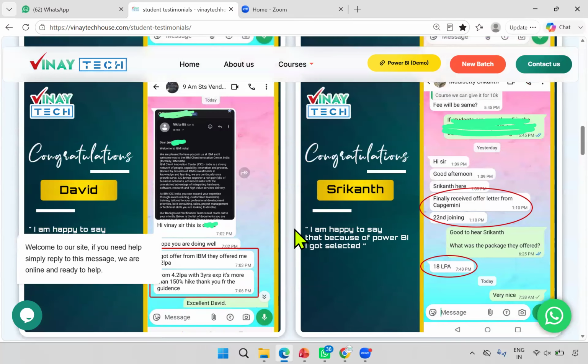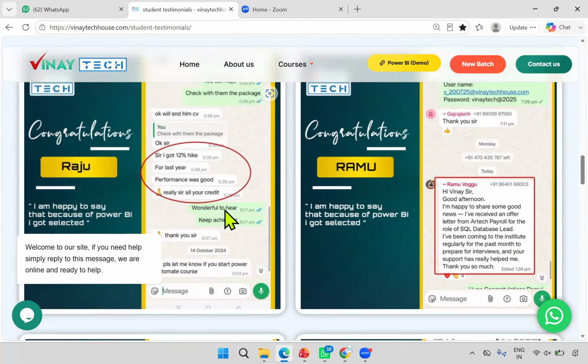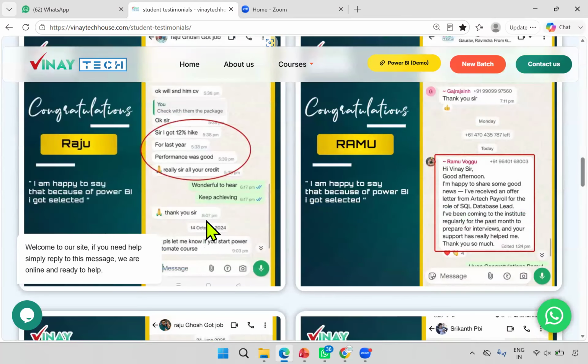These are all genuine screenshots, genuine success. I'm not showing any photo, name, etc. because they are working in the company. They face issues. The working people are already aware of it. It comes under criminal law. They're not supposed to disclose. That's why I'm just showing a friendly chat.